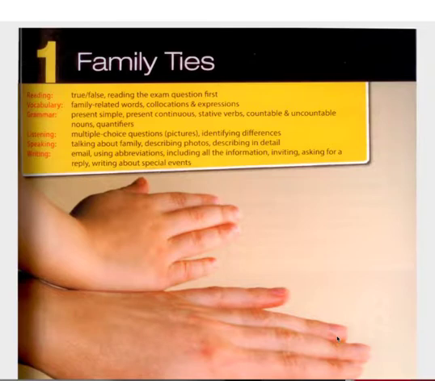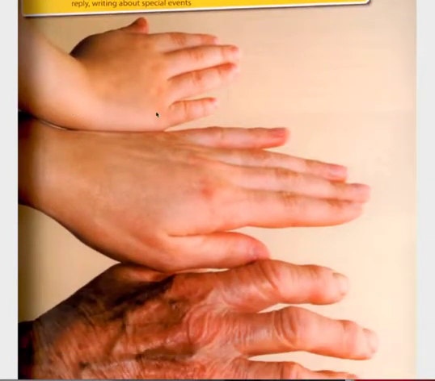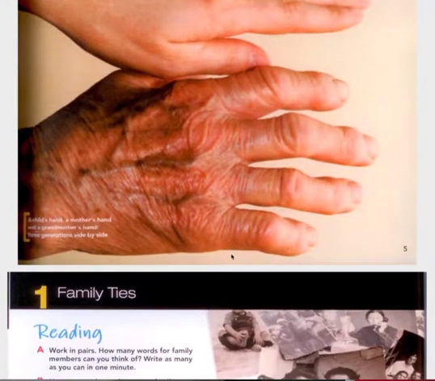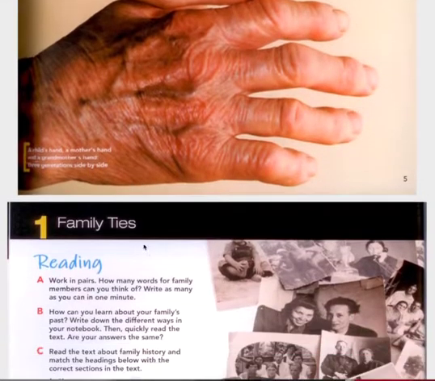It's currently 7:55, I believe, and we talked about the family ties, what makes you close with your family. You know, the genes, the personality, etc. So we have three different generations here: a child's hand, a mother's hand, and a grandmother's hand. Three generations side by side.